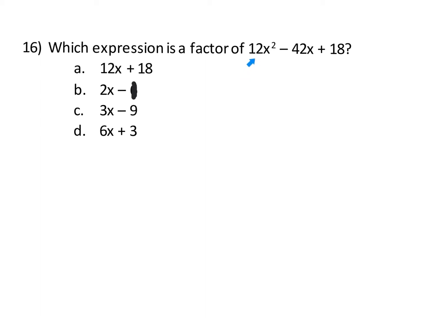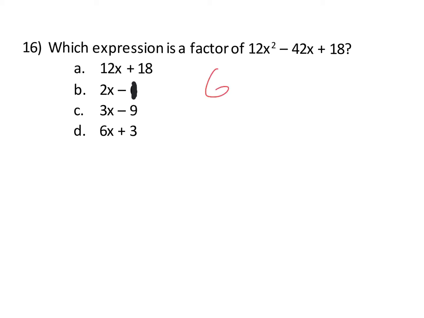Okay, the first thing we're going to do is factor out the greatest common factor. You might have noticed these numbers and thought, I have to multiply 12 times 18, and that's going to be a really big number, then find the multiples of negative 42. But what we can do is factor out the greatest common factor, the largest number that goes into all 3 of these numbers, 12, negative 42, and 18. So what we're going to do is take out a 6.